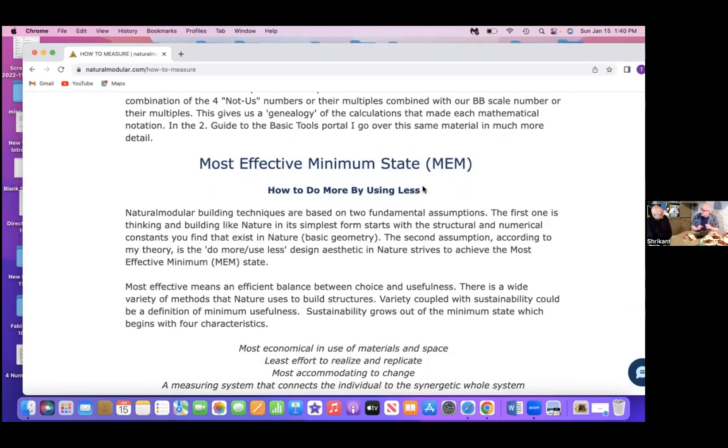It is my theory that design in nature always works towards the most effective minimum state, which means most effective is like this balance between choice and usefulness, so that there's this variety with sustainability. But sustainability also comes out of the minimum state, which means the most economical in use of material and space, least effort to realize and replicate, most accommodating to change. And the measuring system connects this individual, whatever you're measuring, to a larger system.